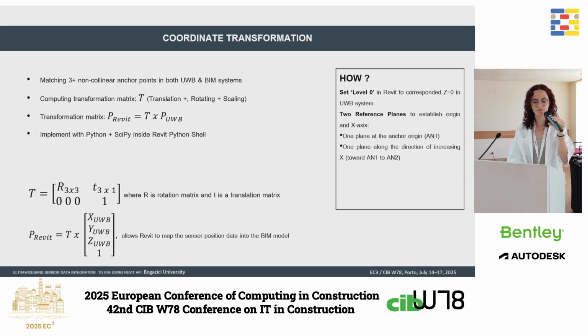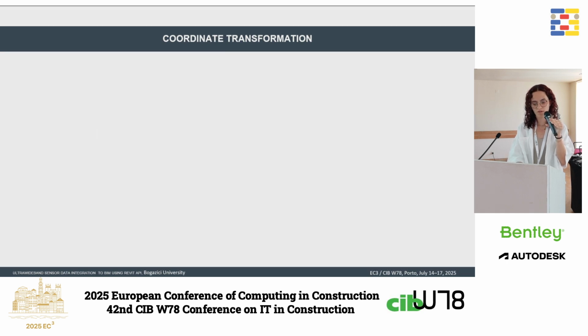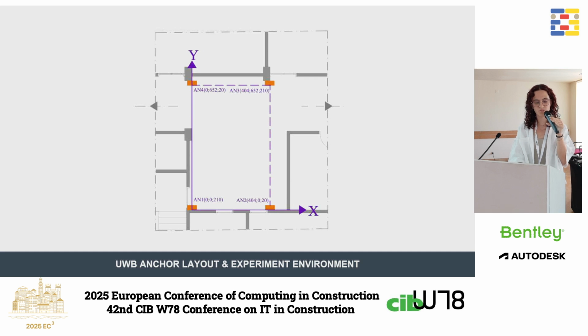How could we manage the transformation? We set level 0 in Revit to correspond to Z, and we use 2 reference planes to establish the origin and x-axis. One plane is at the anchor origin A1, and one plane runs along the direction of increasing x from A1 toward A2.